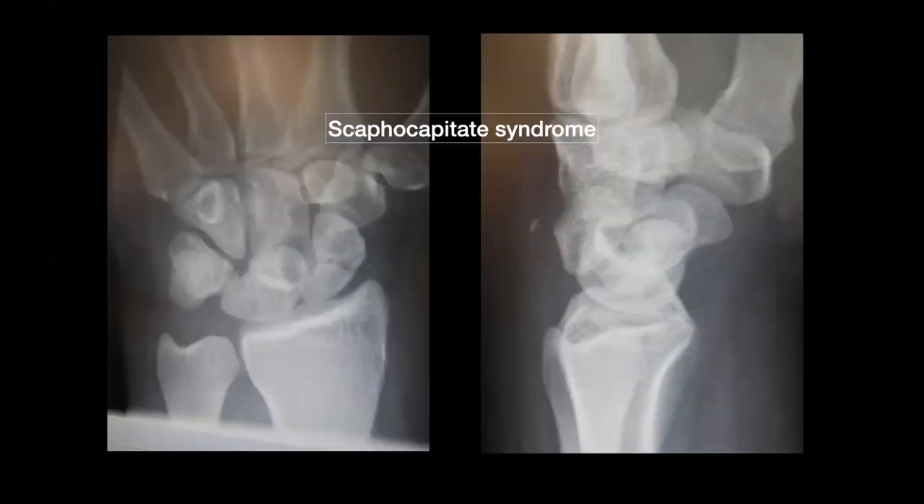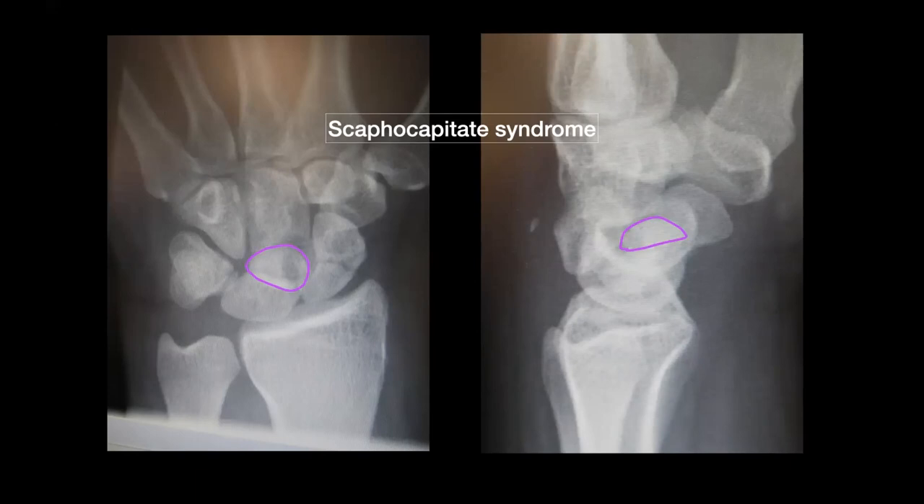An important but rare complication is that of scaphocapitate syndrome. This is a trans-scaphoid, trans-capitate injury. You can see that the capitate body has fractured and the proximal pole of the capitate has actually flipped through 180 degrees. These have a poor prognosis and tend to lead to degenerative change.